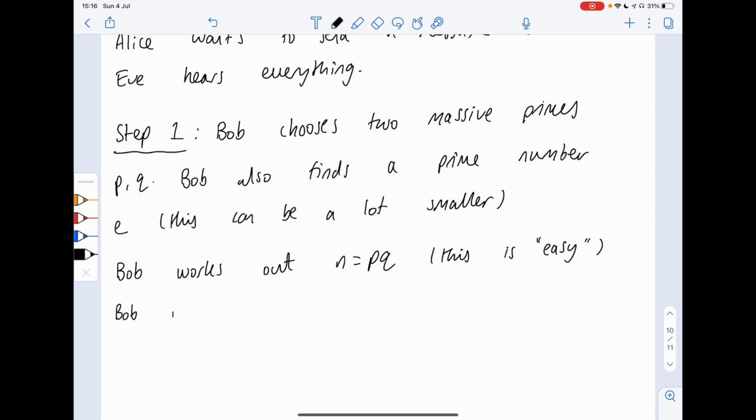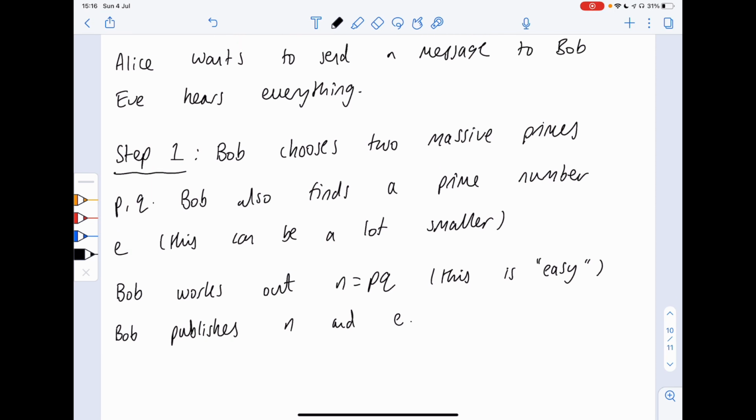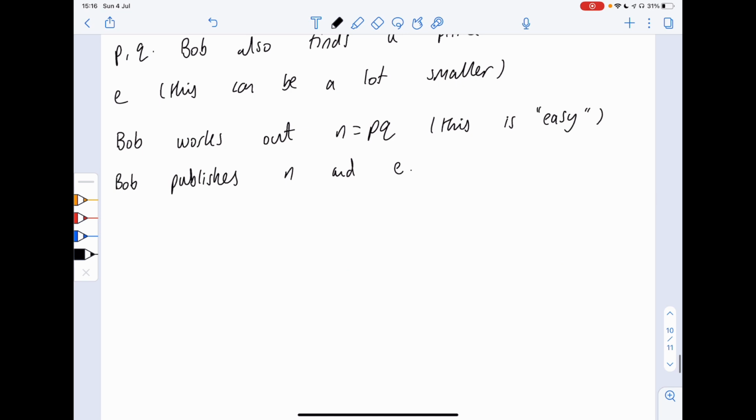Bob publishes N and E. So everyone hears the number N and the number E. The key thing here is it's very difficult, as we assumed before, to find out what P and Q are from this, right? If you just hear N, because it's very hard to factorize big numbers, you won't be able to work out P and Q. And this is what this cryptography relies on. So now we go on to step 2. And this is what Alice does.